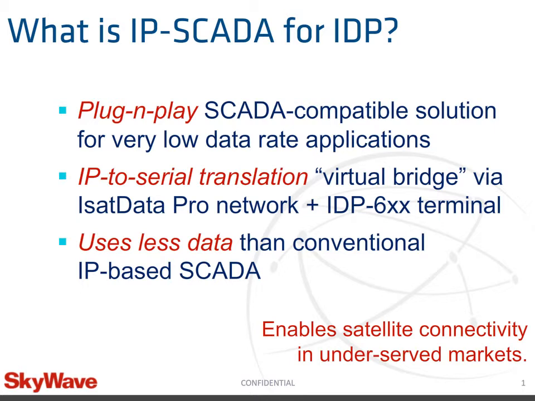The optimal data throughput for IsatData Pro compared to other satellite technologies is less than 50 kilobytes per month of raw data, which could equate to 100 kilobytes or more on a 2G, 3G system, but we'll talk more about that in a few minutes. Also, latency in the system is on the order of 30 to 60 seconds round trip.